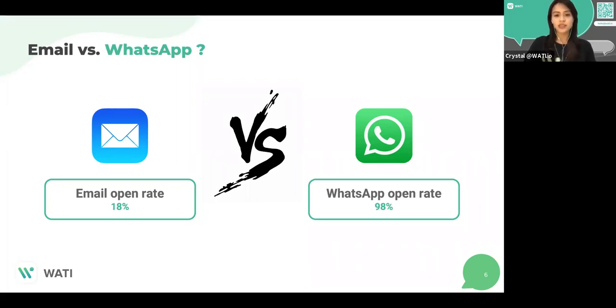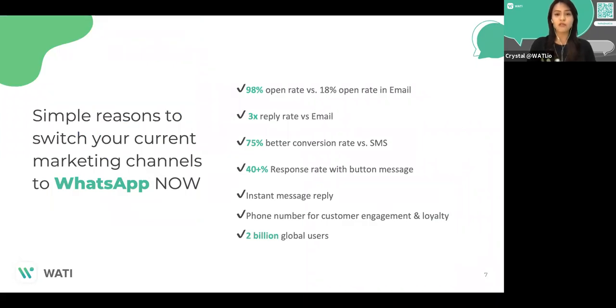And more statistics about WhatsApp: apart from the open rate that is 98% compared to 80% for email, it actually has 3 times more reply rate compared to email, based on WhatsApp research. And compared to SMS, which a lot of people have been using as a channel for marketing messages, it actually has 75% better conversion rate. A lot of you may know that people will not reply to SMS basically. They will reply to a WhatsApp message, but SMS is not usually a channel that people will reply to or even click the link inside, okay?